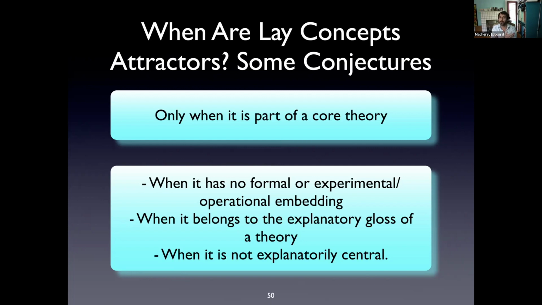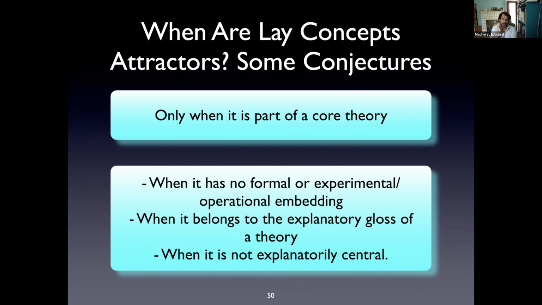When a theory is a set of formal models, it's pretty much always accompanied by an explanatory gloss, and it's a way of communicating what the models say, including relating some of the variables of the model to something intuitively graspable. And when a scientific concept lives not in the models themselves, not in the formal apparatus of the theory, but in the gloss of the theory, and when it's part of a core theory, then we might expect that concept to work as an attractor.